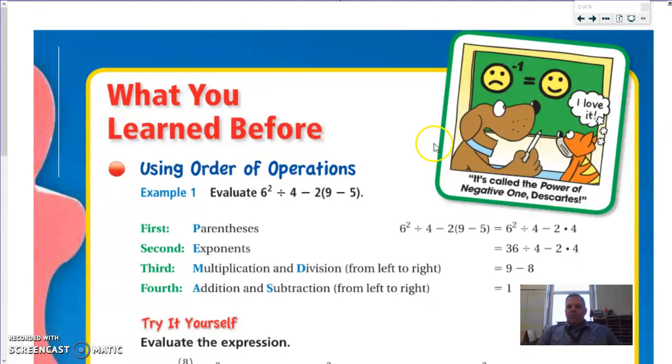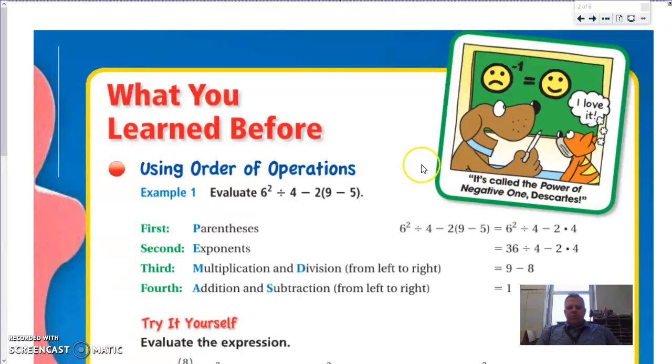As you can see in our third cartoon, we have a sad face to the -1, which equals a smiley face. It's called the power of -1, Descartes. I love it. So you can almost see the opposite of a smiley face is a sad face. So we'll get into some of that later in this chapter.